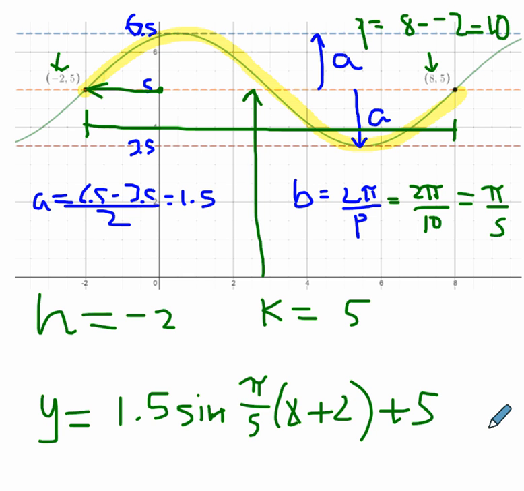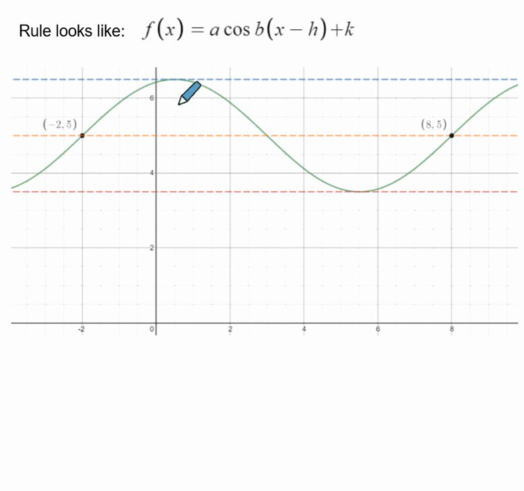So this would give us the rule using the sine function, but we could also use the same shape, the same curve, and find an equation using cosine. So if you look at the graph again, but then we identify the cosine shape, it's going to look like this. It starts at the top and it's going to go down and back up. So the amplitude is still the same.